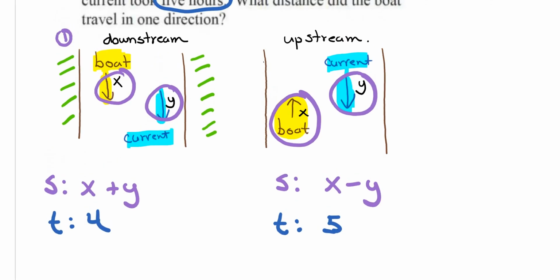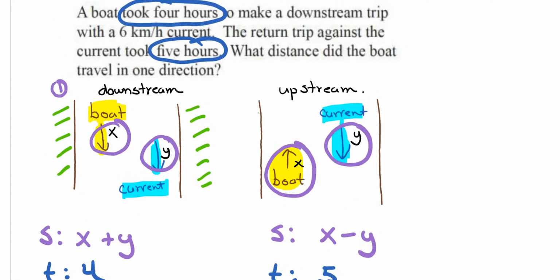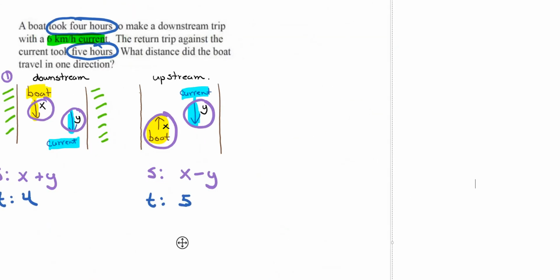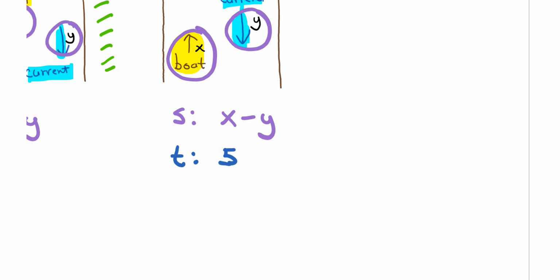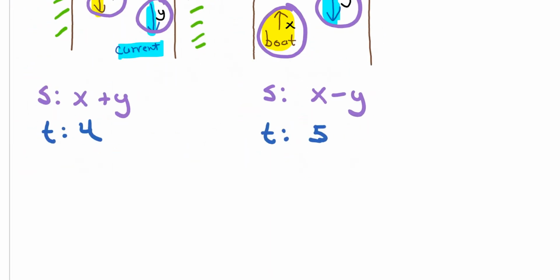Now, one more piece of advice is the question literally tells you that the speed of the current is 6 kilometers per hour. Now, what letter represents my current? Is it x or y? Well, y is my current, right? X is the boat, so y is the current. So anytime you see a y, like here and here, that has a value of 6. So instead of writing y, I can now write the number 6, 6 there and 6 there.